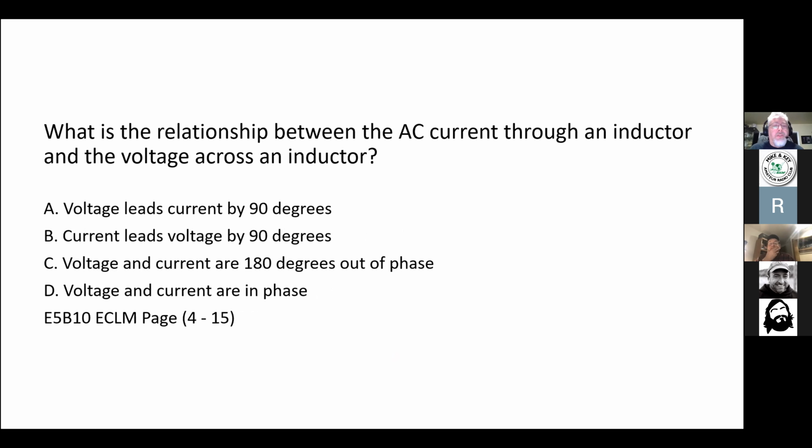What is the relationship between the AC current through an inductor and the voltage across an inductor? A, voltage leads current by 90 degrees. B, current leads the voltage by 90 degrees. C, voltage and current are 180 degrees out of phase. Or D, voltage and current are in phase. A is correct, and that is the Eli in Eli the Iceman.